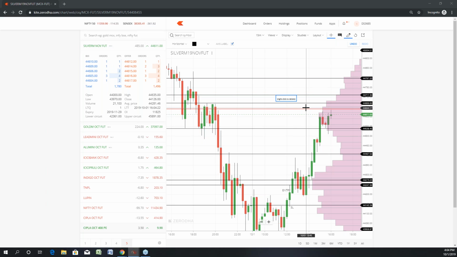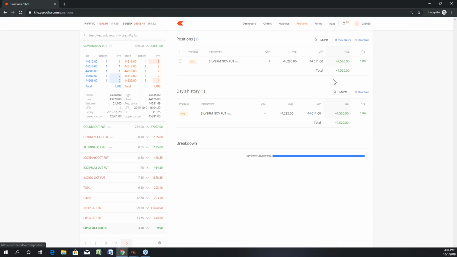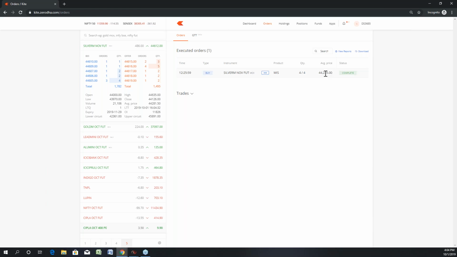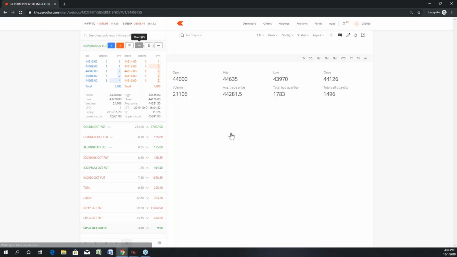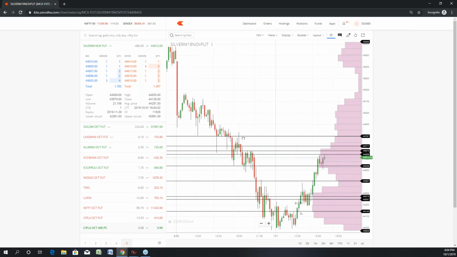So anyway, within a few minutes I should be crossing my 400 points target. So let's see where I bought it. I bought it at 44,235. So another 20 points, my target of 400 will be covered. But what I'm expecting, it should go even way more than that, right?